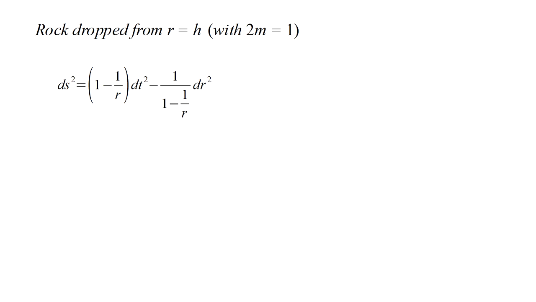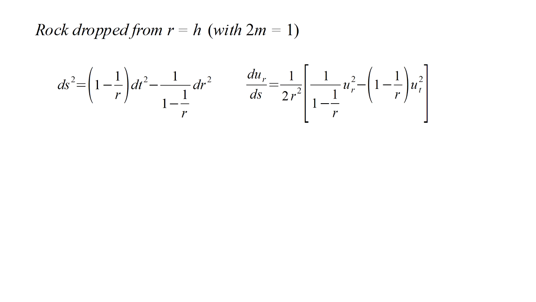For motion in the r direction, the metric has only two terms, giving the elapsed time ds on a clock that moves between events separated in bookkeeper time by dt and r coordinate by dr. In an appendix video, we derive the equation of motion shown here. The problem is due to the highlighted terms in brackets. At the horizon, r equals 1, this expression has a singularity and can't be directly evaluated.